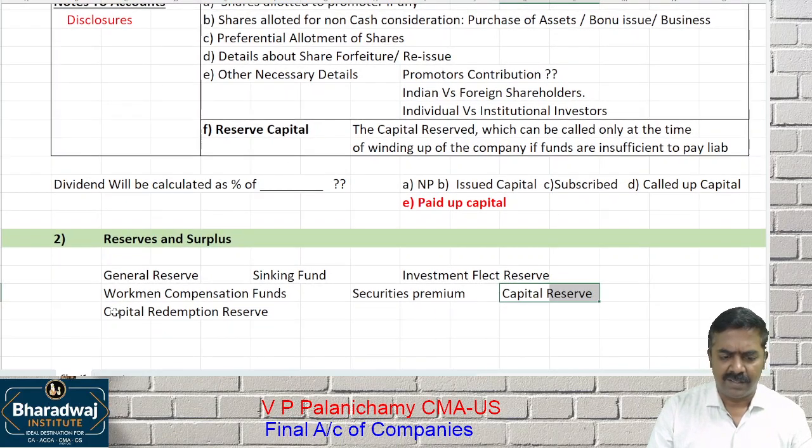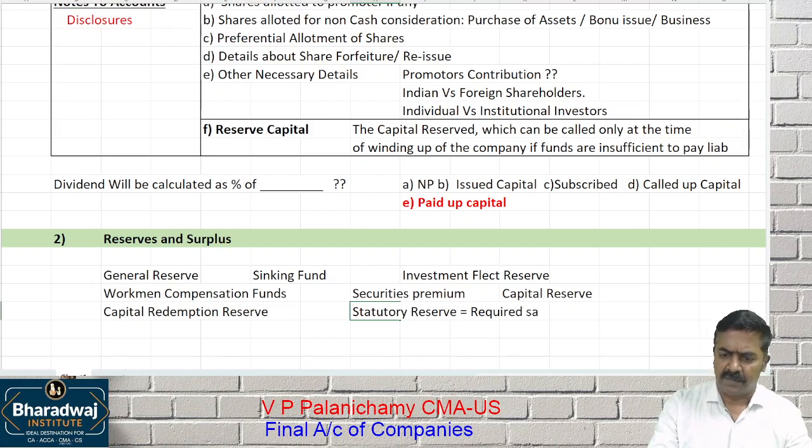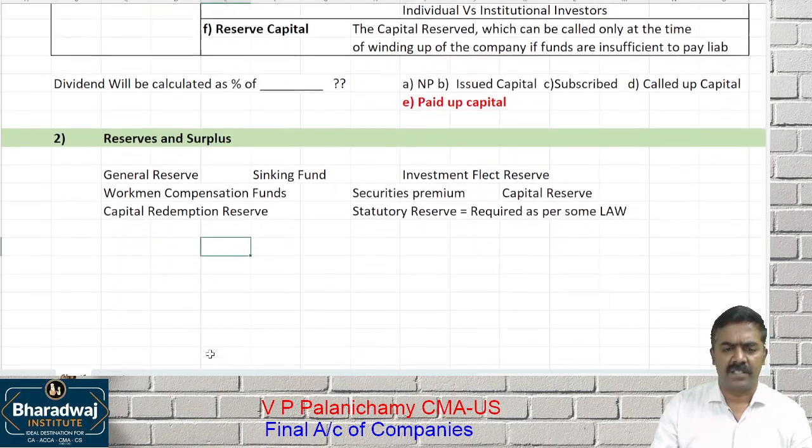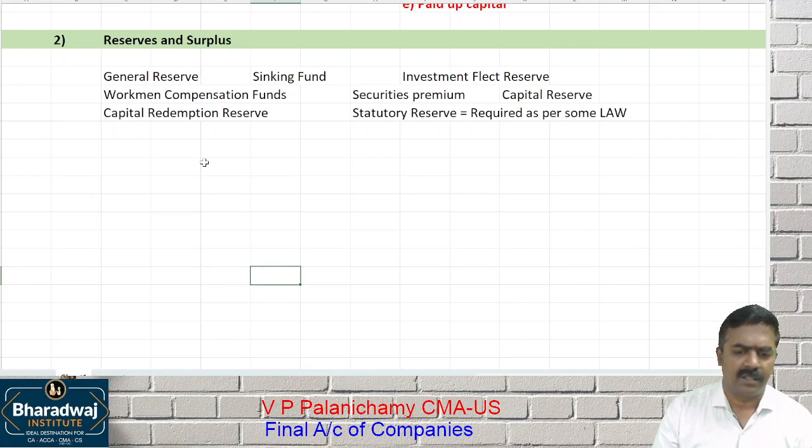What is the next one? Capital redemption reserve. We will learn it in a chapter called buyback of shares. We'll learn when to create capital redemption reserve and so on. This can even be some statutory reserve. What is a statutory reserve? Required as per some law. Which law? It can be any law. It can be as per the Income Tax Act, or the Workmen Compensation Act, Payment of Wages Act, Gratuity Act, and so on.